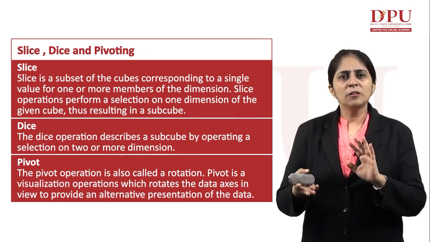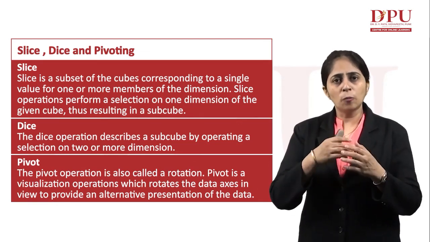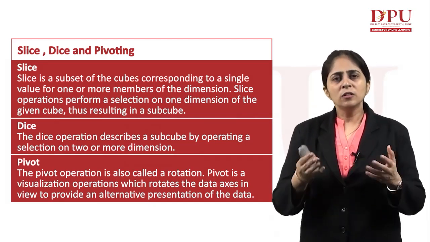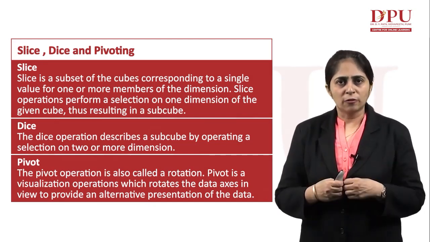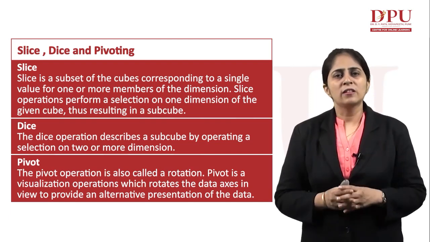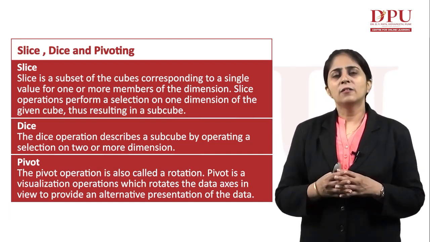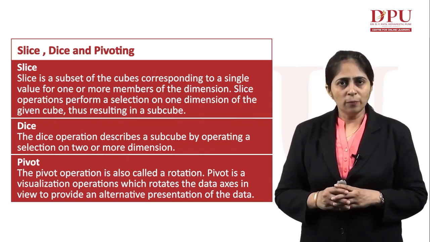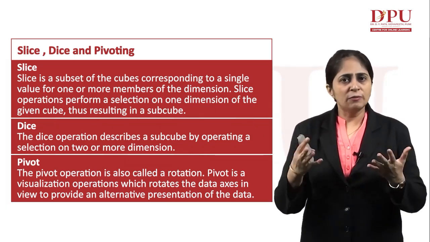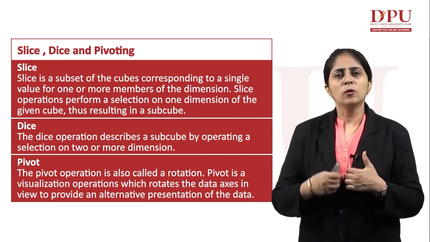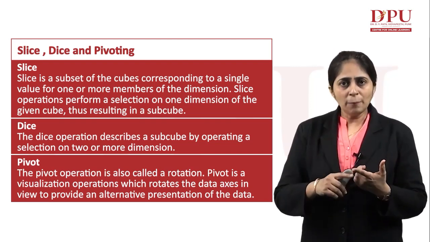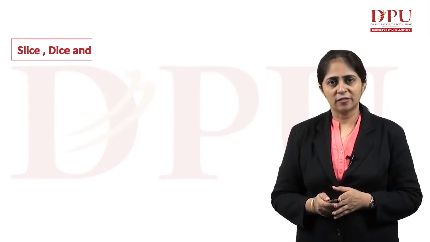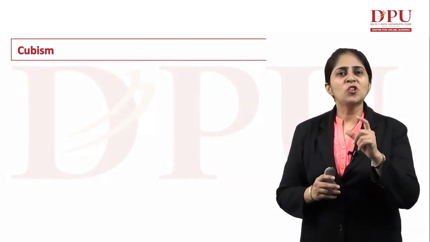Rows and columns can be swapped, or one or more rows can go into the columns, or columns can come into the rows. That is a form of rotation that we can perform. So, pivot is a visualization operation. These are a few operations that can be performed on our multidimensional cube. The 5 basic operations that we perform on our OLAP are roll up, roll down, slice, dice and pivoting.